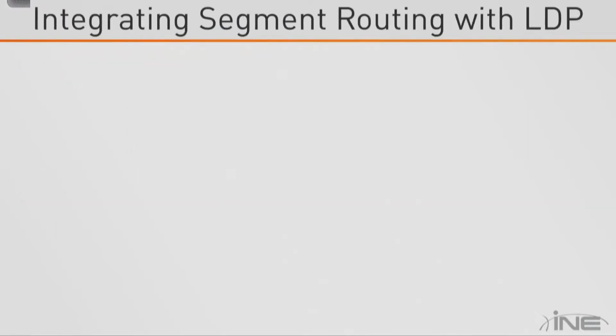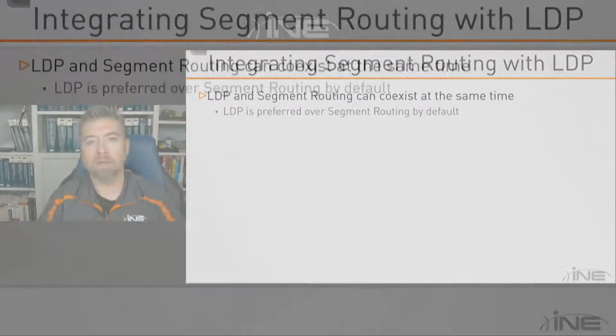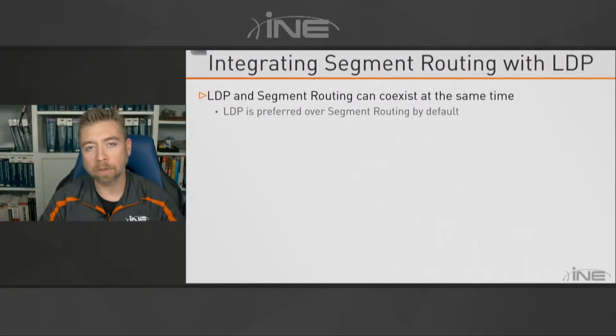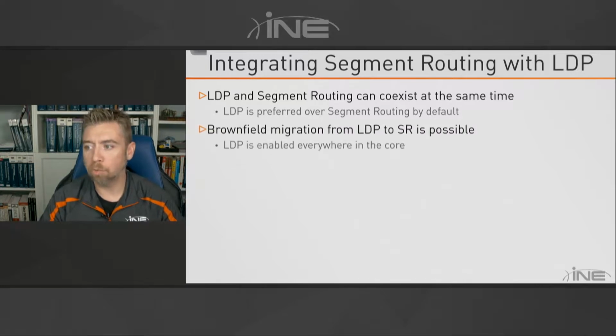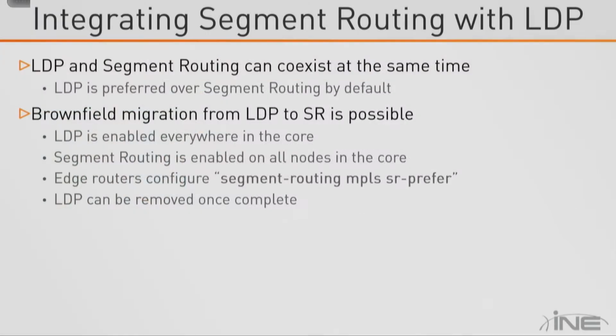Okay, now the other issue that we're potentially going to run into here is how do we integrate segment routing with LDP? So assuming that LDP and segment routing are running at the same time, the issue is that LDP is going to be preferred. So let's say, for example, that we wanted to migrate between the two of them. We're migrating towards segment routing, but right now everyone is running LDP. So what we would do would be to turn segment routing on everywhere. Okay, make sure that OSPF or ISIS is successfully running for segment routing.